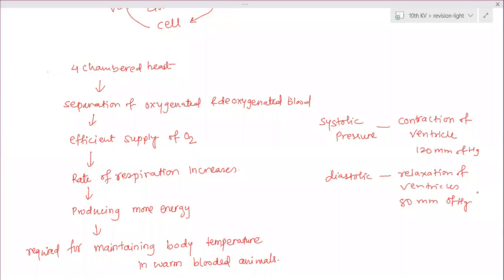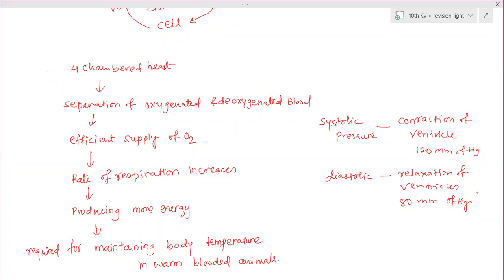Even platelets help in clotting of the blood. WBCs help in fighting with foreign particles, that is germs, microorganisms, and keep us healthy. So every part has a function: RBC, WBC, platelets, and plasma. All 4 functions you can explain.